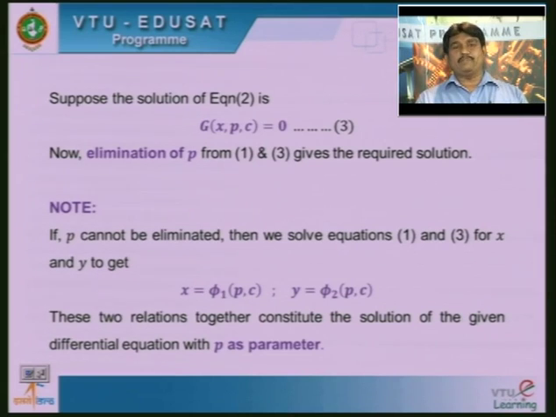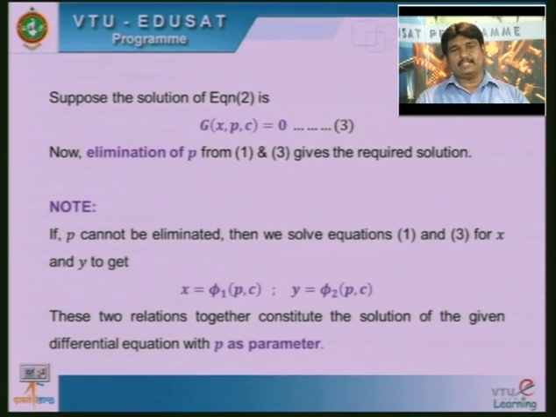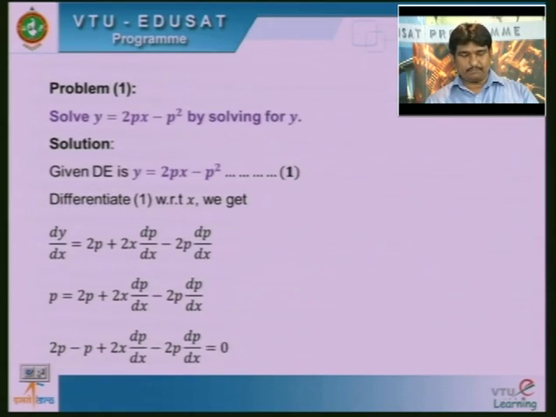Now we have to eliminate p from this equation in the given differential equation. And as I mentioned earlier, if p cannot be eliminated easily, then we have to solve equations 1 and 3 for x and y to get x and y in terms of p and c, so in the parametric form, assuming p as a parameter. Let us take a few examples.